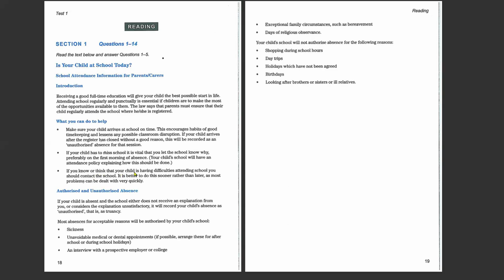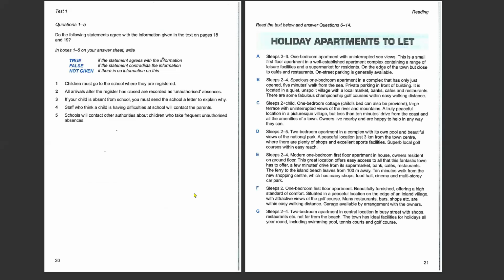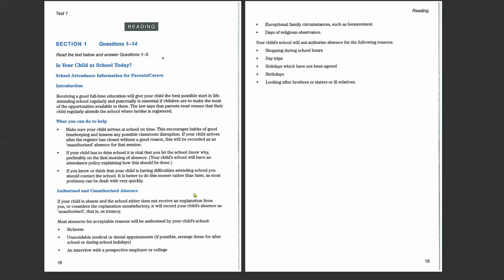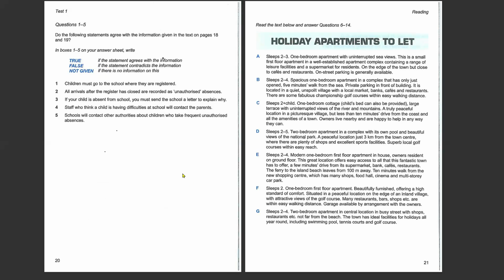Staff who think a child is having difficulties at school will contact the parents. So if you know or think that your child is having difficulties attending the school, our location is here. You should contact the school. It is better to do this sooner rather than later, as most problems can be dealt with quickly. But the question is saying staff who think a child is having difficulties at school will contact the parents. The paragraph is talking about if you know or think that your child is having difficulties at school, you should contact the school. Nowhere it is written staff will contact, staff who assume that the child is having difficulty and they will contact the parents. This also is more inclined towards not given. So let us make the fourth one also not given.